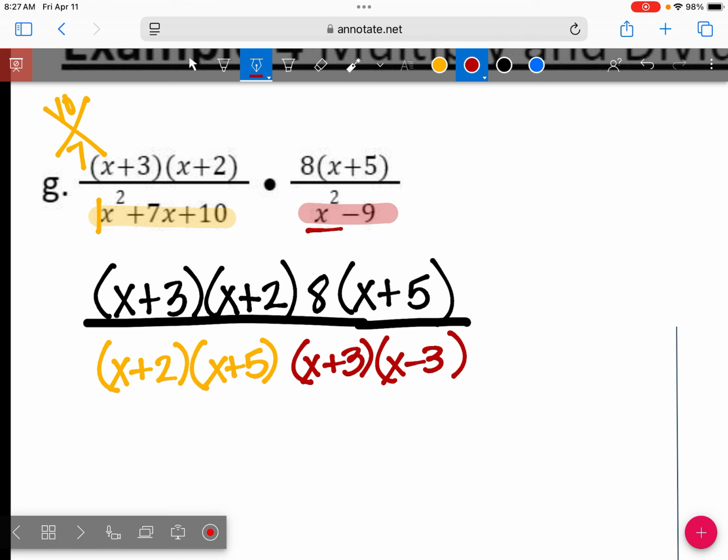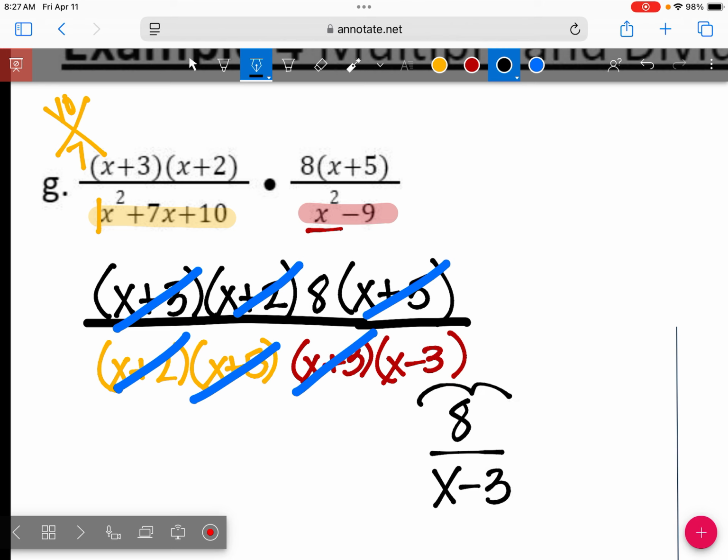All right, so everything is factored. Let's start crossing out. What's something I could take away? x + 3. Somebody else. x + 2. Somebody else. x + 5. Anything else? Okay. So my final answer would be x over x - 3. Did I say x over? I meant to say 8. 8 over x - 3. That is my final answer.